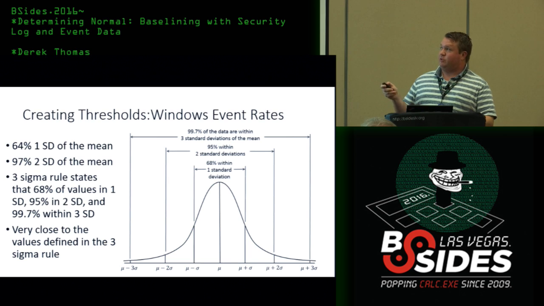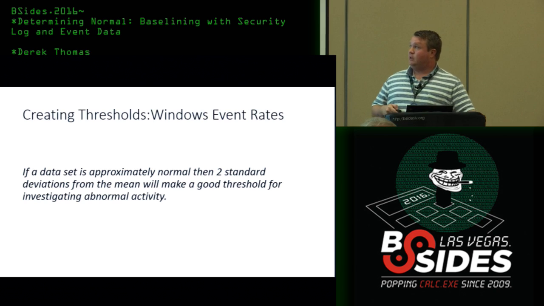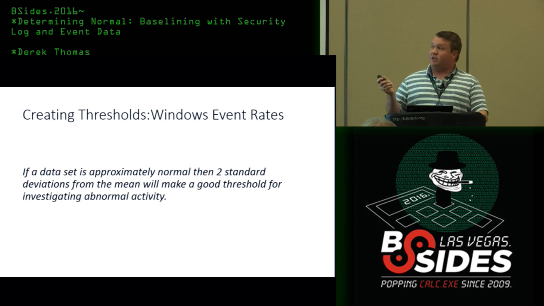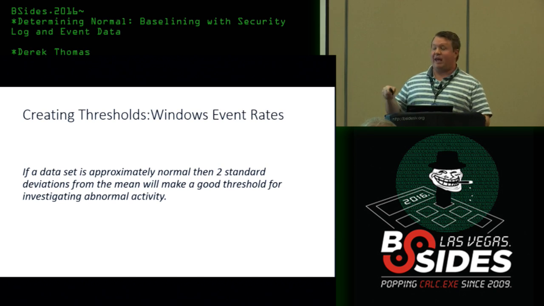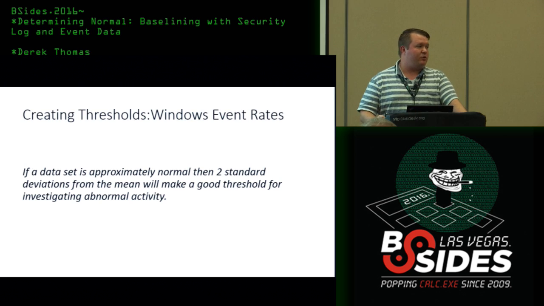This chart illustrates the 3 sigma rule, which is a base property of normal distributions. For me, when creating thresholds, 2 standard deviations works pretty well. You can say that 95% of the time, data should fall within that threshold, and after that, it would be somewhat anomalous. You could use 3 standard deviations, again, depending on your use case.